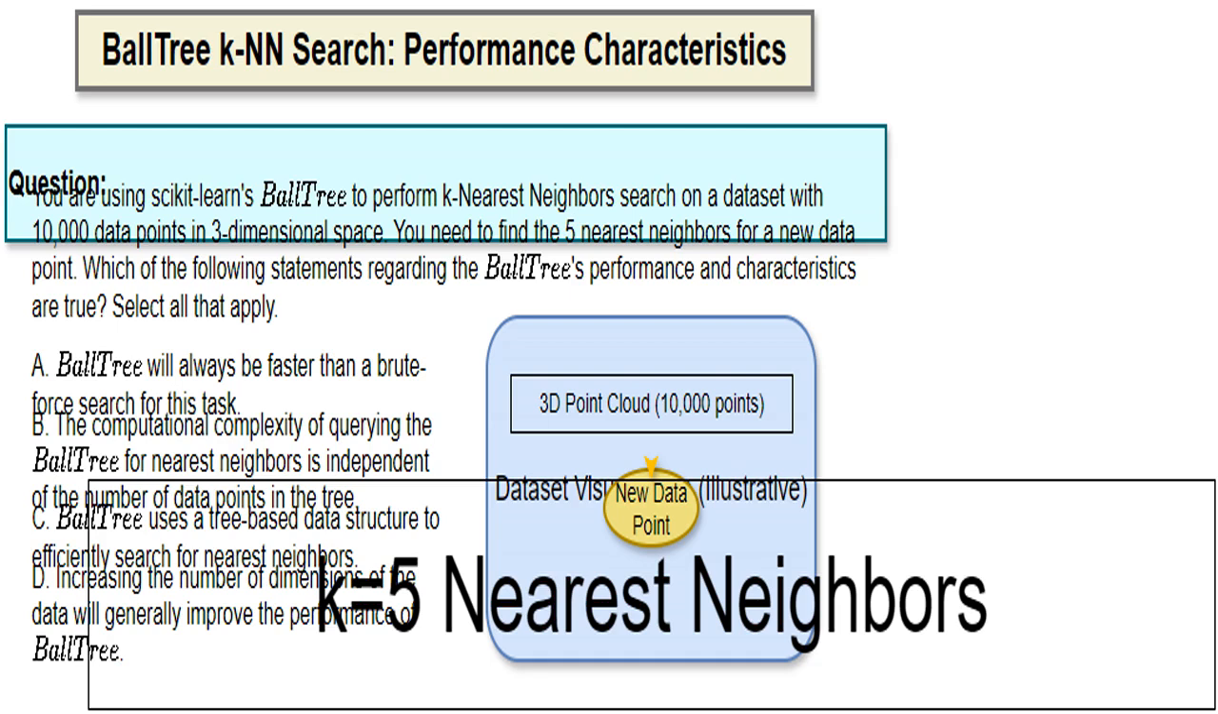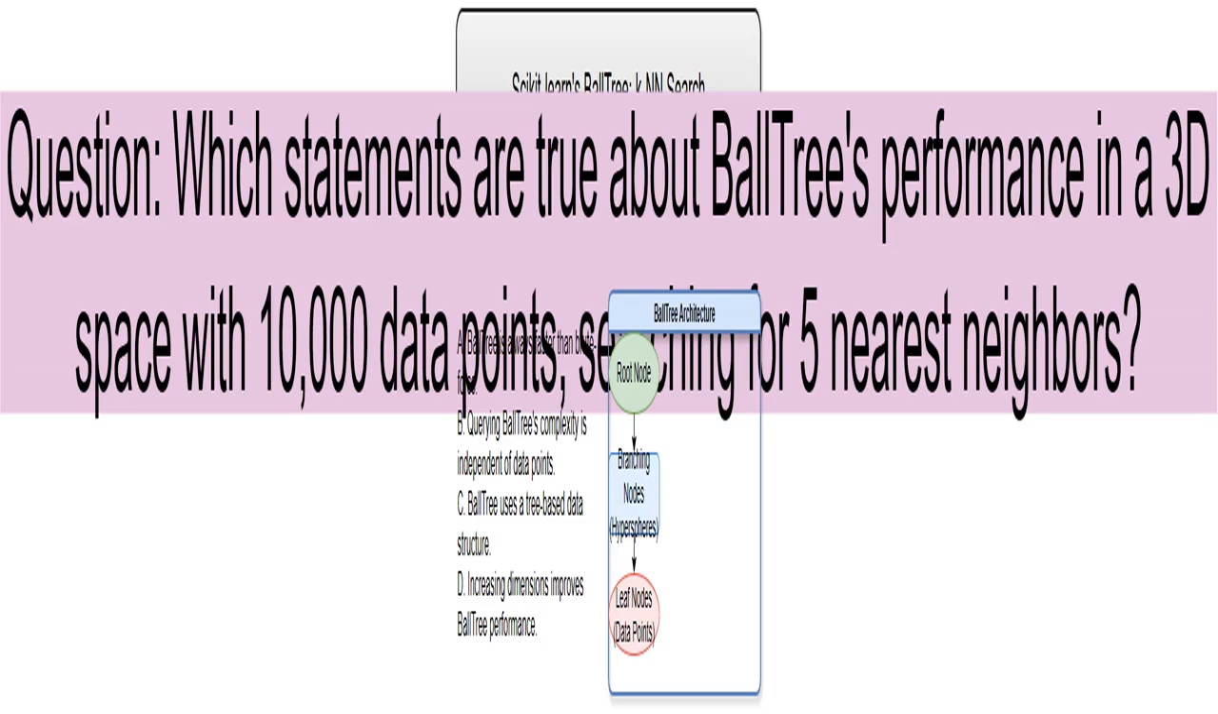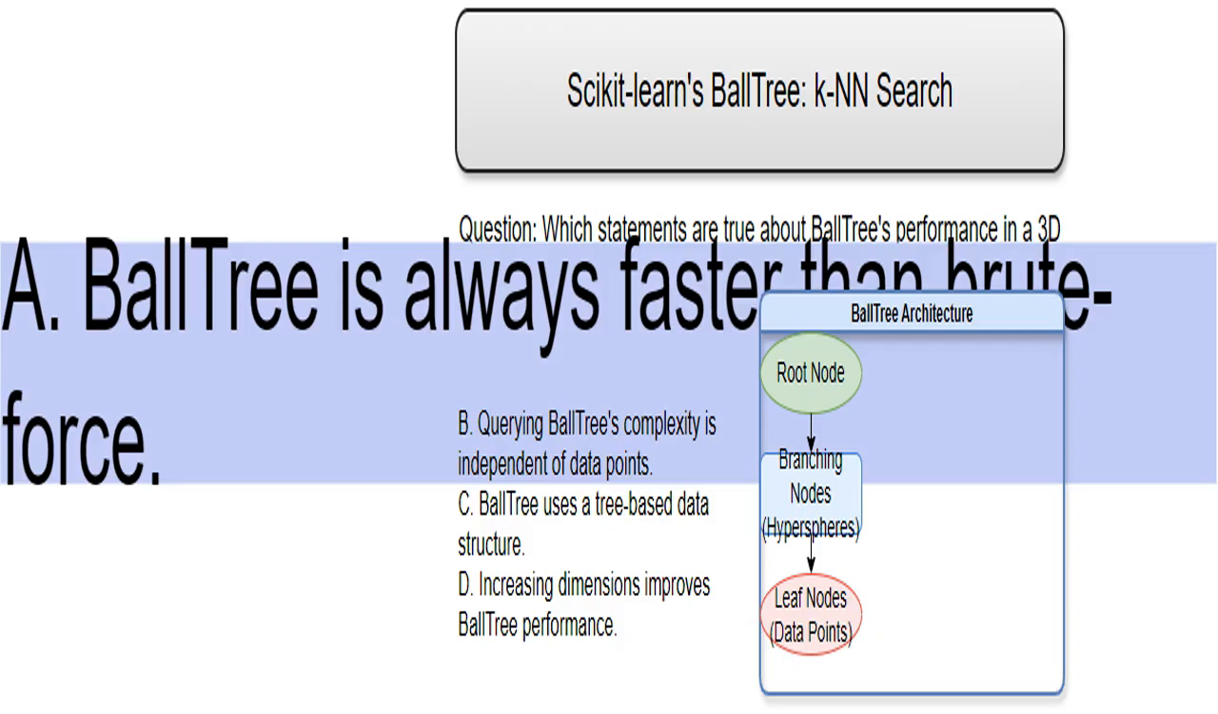Okay, so this question is about scikit-learn's BallTree algorithm, a powerful tool for finding the closest data points. We're dealing with a dataset containing 10,000 points in a 3-dimensional space and want to find the 5 nearest neighbors to a new point. The quiz then asks which statements correctly describe BallTree's performance and properties. Statement A claims that BallTree always outperforms a brute force search.